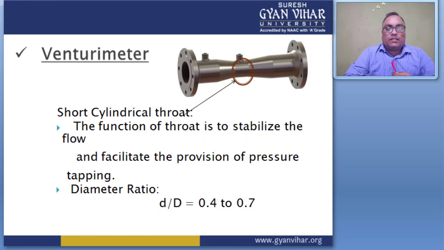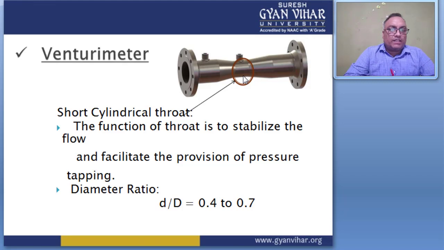This slide gives the information regarding the venturimeter throat section. This throat section provides the stabilized flow inside this cross section of the pipe, and it also provides the provision of pressure tapping.